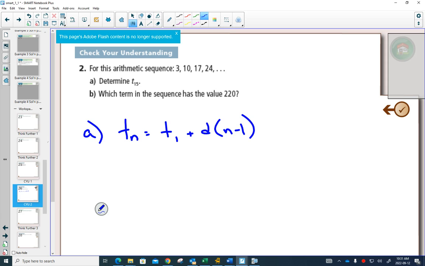And from the sequence, you should be able to quite easily tell what term 1 is. That's the easy one. Term 1 is the first term, so we know that we can replace that with a 3. D is the common difference. Is this one you can look at and just see it? Probably, right? What are we adding each time? We're adding 7.